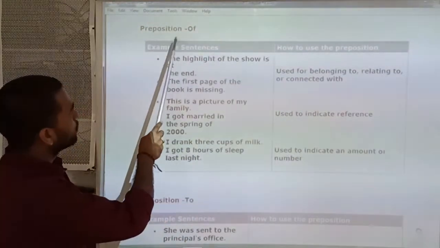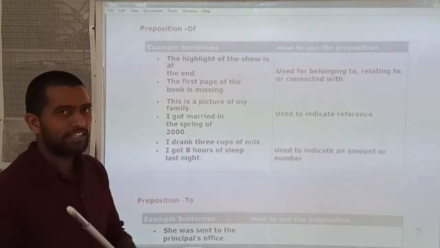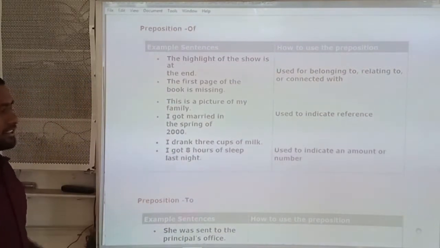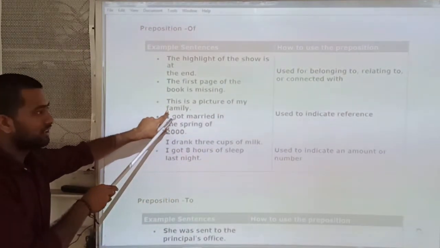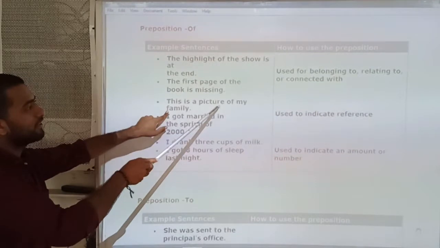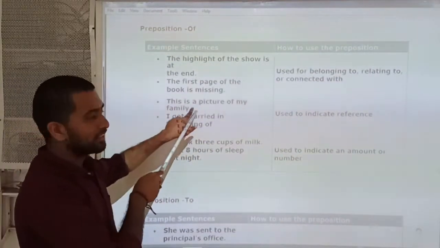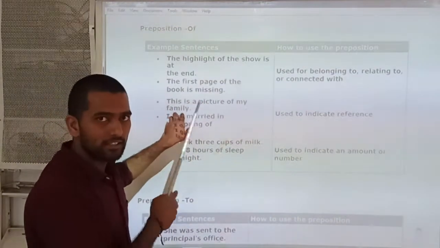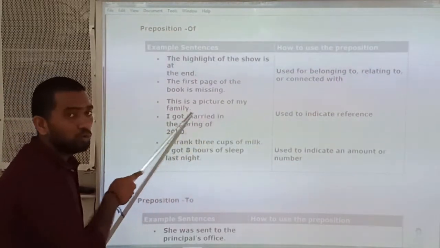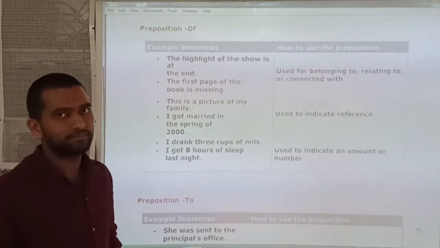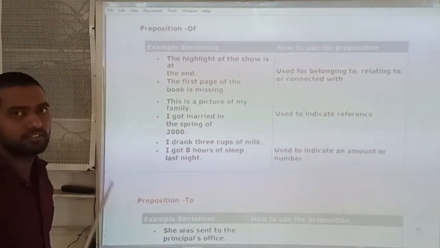Next, preposition of is used to indicate a reference. See the examples now. This is a picture of my family. It means picture is referred to your family, yes or no? So this is the reference of your family. This thing is referred to this another thing. So this is a picture of my family, and picture is referred to whom? It is referred to your family. So when this type of sentences come, we use the preposition of.